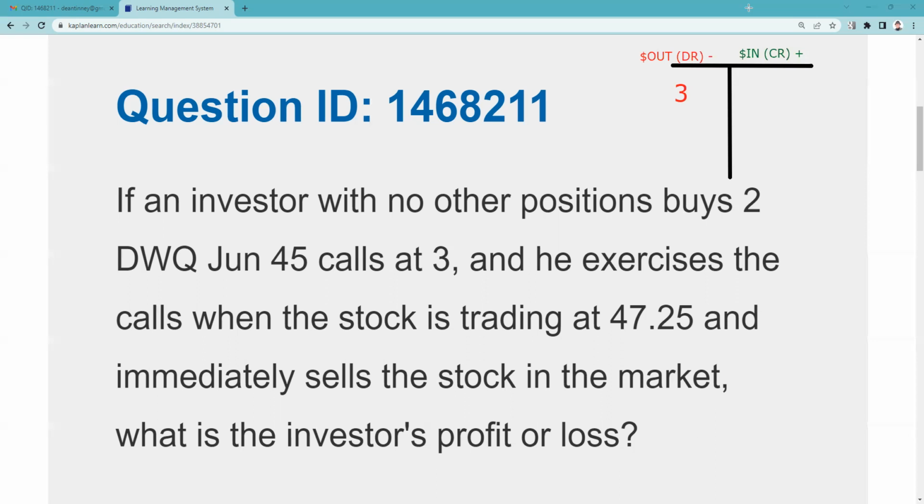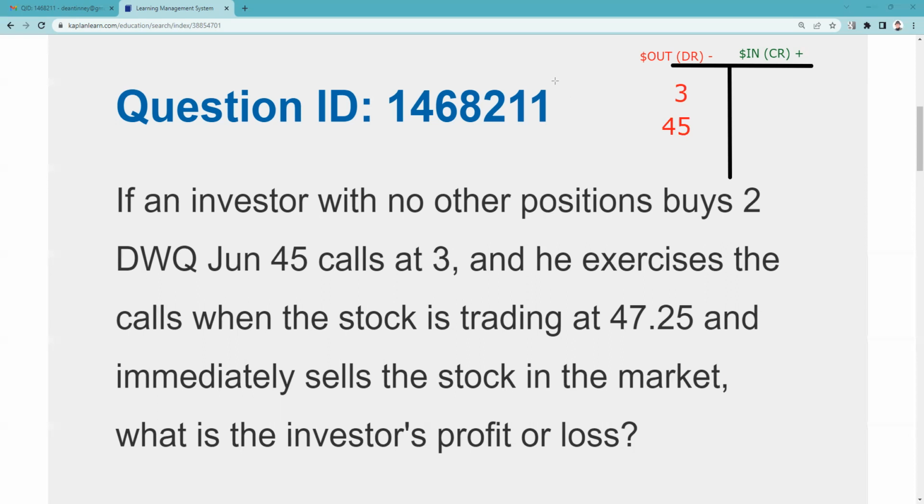He exercises the calls. So you can exercise your calls anytime you'd like. If I exercise my calls, that means I'm paying $45 for the stock. That's important. When you exercise a call contract, I'm exercising my choice to buy the stock at 45. So I'm out 3 points for the call contract, and I'm out 45 for the stock. By the way, some people memorize break evens. The break even here is 48. 48 is the same dollars out as dollars in.